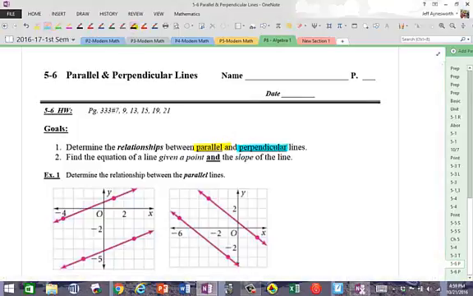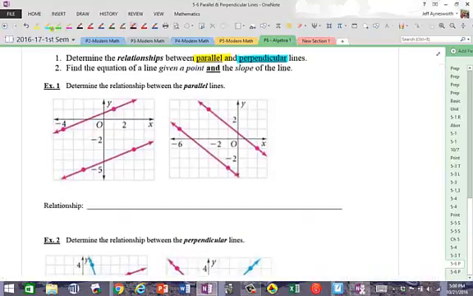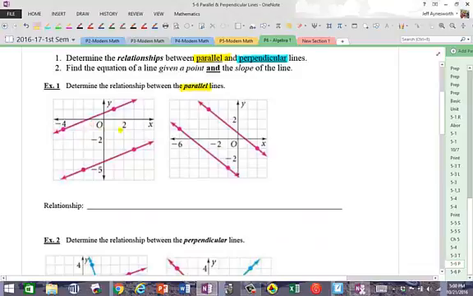And within that, we want to find the equation of the line given the slope of the line under certain conditions. But first we need to discover the relationship between parallel or perpendicular lines. So let's first talk about parallel lines. The lines you see here in either graph 1 or graph 2 are parallel, but what's the relationship? What do they have in common? That's what we want to determine first.